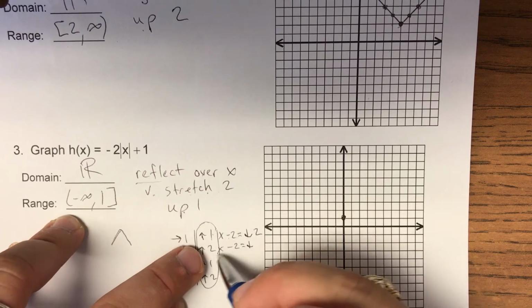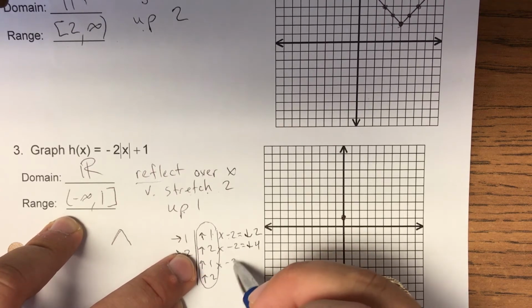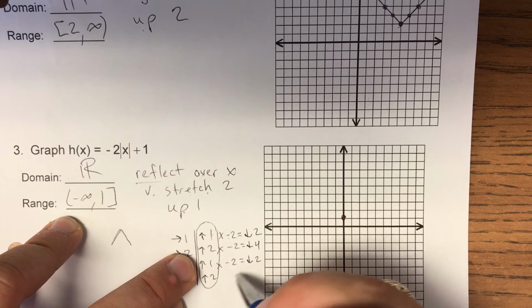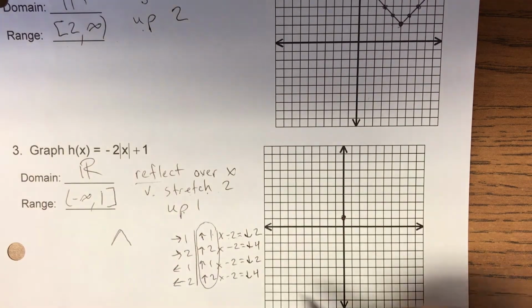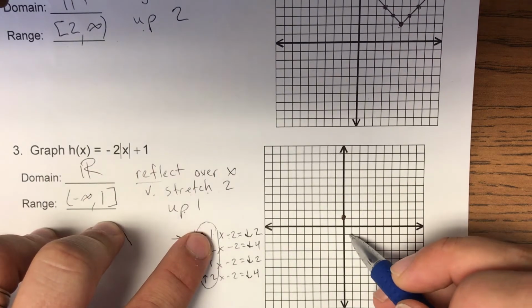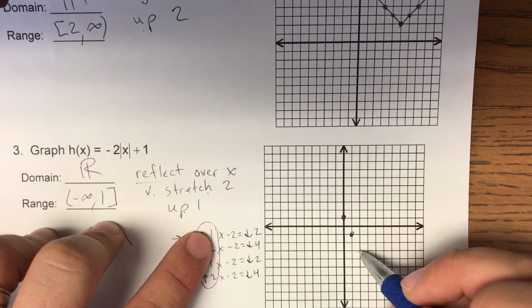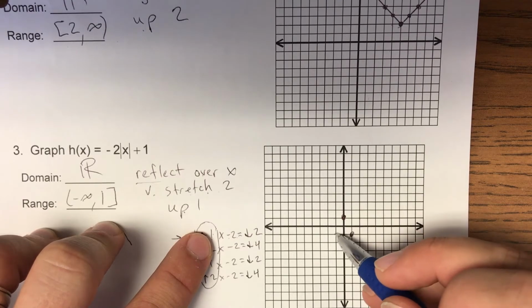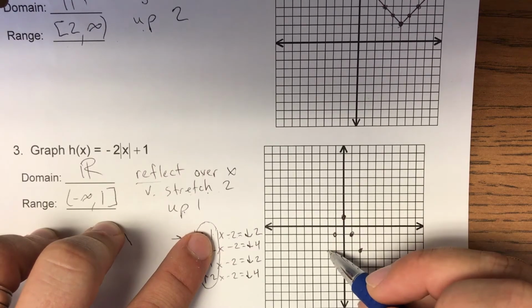We're going to go down, 2 times 2 is 4. We're going to go down 2, and we're going to go down 4. And so all of these are from the starting point. So from the starting point, we'll go right 1 and down 2, right 2 and down 4, left 1 and down 2, left 2 and down 4.